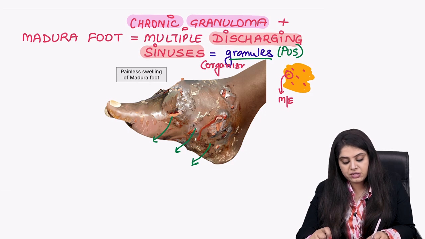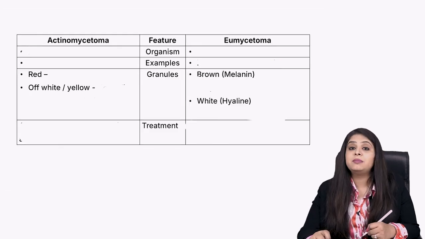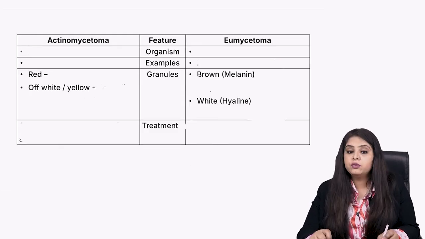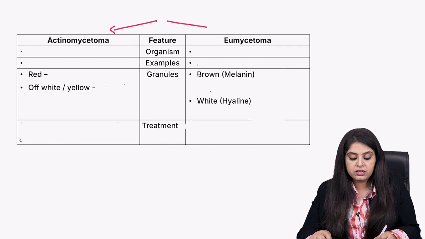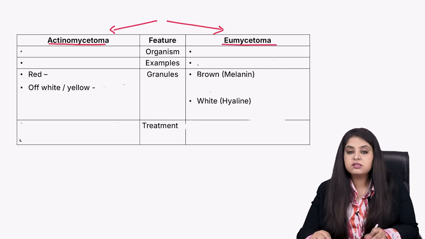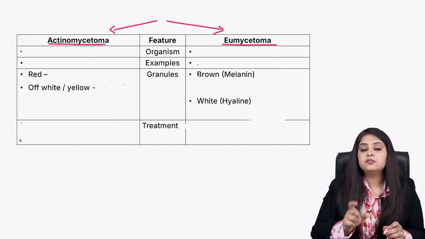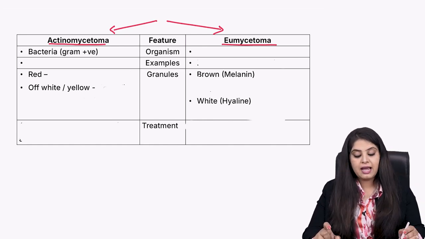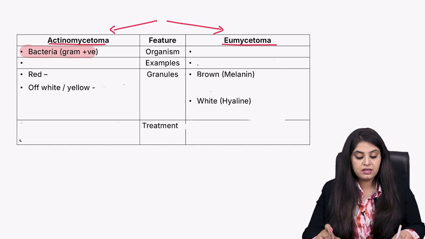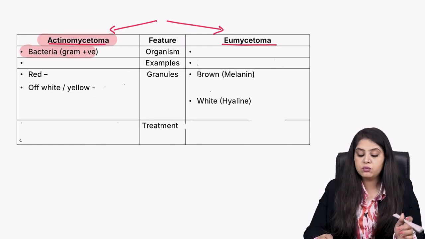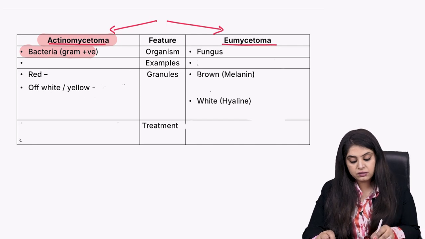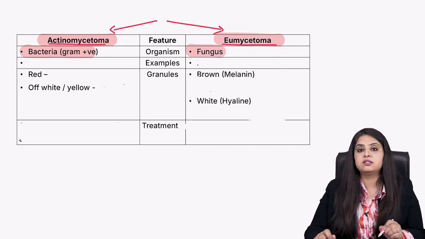So now my next question is, why did I say bacteria? Please note, this foot is going to be caused by two conditions. One is known as actinomycetoma and one is known as eumycetoma. That bacteria word was not a slip of tongue. This means this foot condition can be caused by gram-positive bacteria, and that is actinomycetoma. It can be caused by fungus also, and then that is known as eumycetoma.